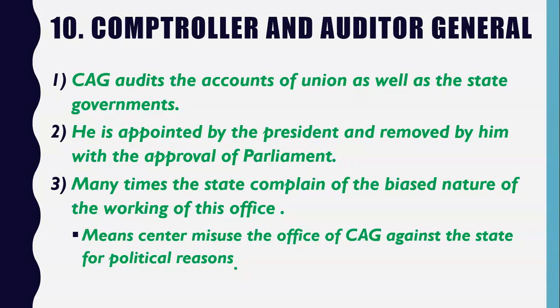CAG means Comptroller and Auditor General of India, and the short form of Comptroller and Auditor General of India is CAG. Now friends, CAG audits the accounts of union as well as the state governments. Now what does it mean that he audits the account? So friends, it means that he checks for the balance of money coming in and going out.